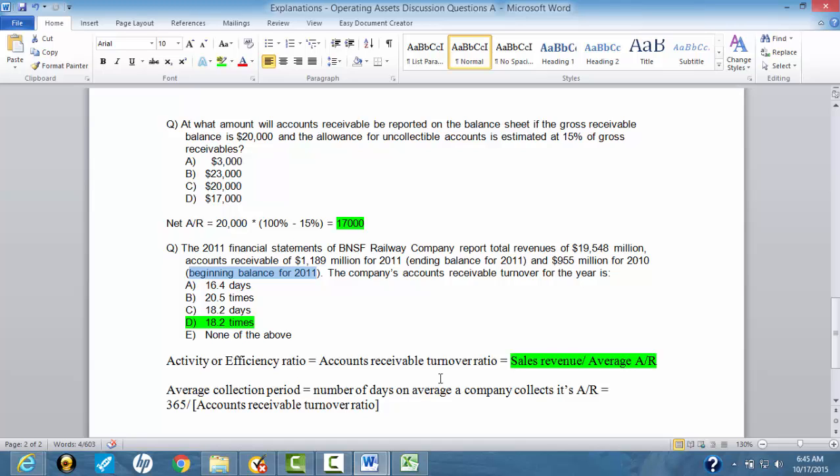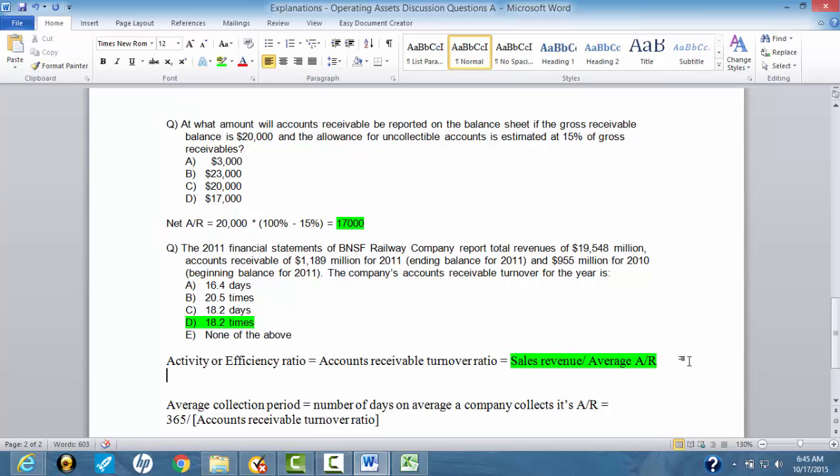So we can calculate the average account receivable. We also have the sales revenue. So the account receivable turnover ratio will be 19,548 divided by the average of 1189 and 955. Now this should give us 18.2 times.